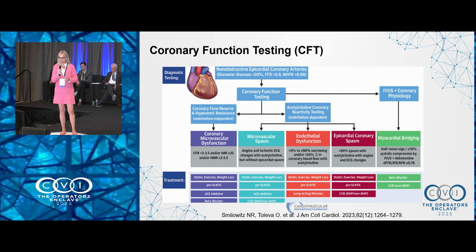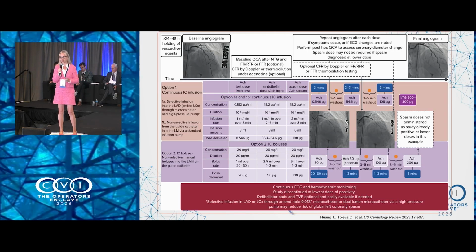We published this several years ago now, 2 years, but this workflow shows you that acetylcholine is testing the endothelial-dependent pathway, and if we give a high dose of acetylcholine and see severe, more than 90% spasm, we make the diagnosis. If we see a narrowing between 0 to 90%, we call this endothelial dysfunction, and if we don't see any narrowing, but we see typical changes, this is the diagnosis of microvascular spasm.